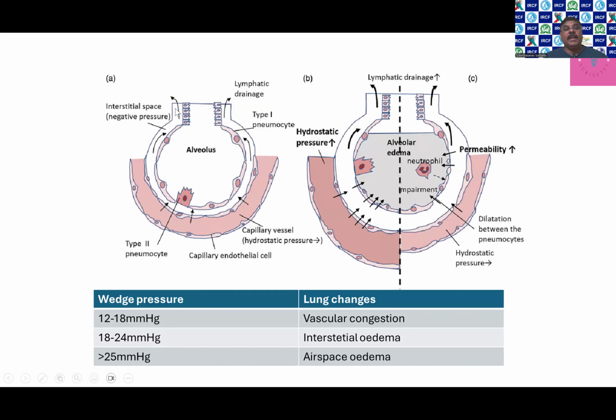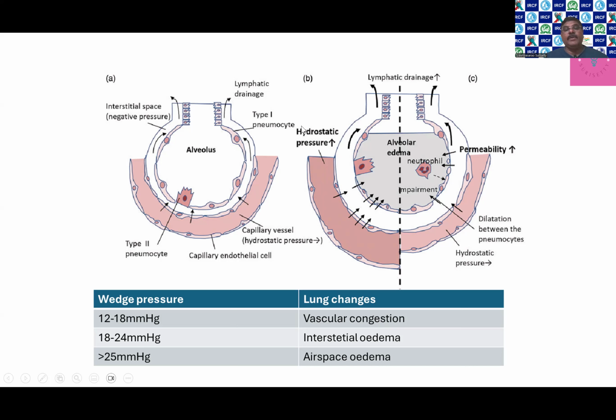So this is briefly the anatomy of the alveolus. This is the alveoli. This is the capillary membrane. This is the capillary vessel space. This is the interstitium here. You can see the capillary endothelium. This is the alveolar epithelium, in the form of type 1 pneumocytes and type 2 pneumocytes. This interstitial space is a negative pressure space, and this is the capillary space.